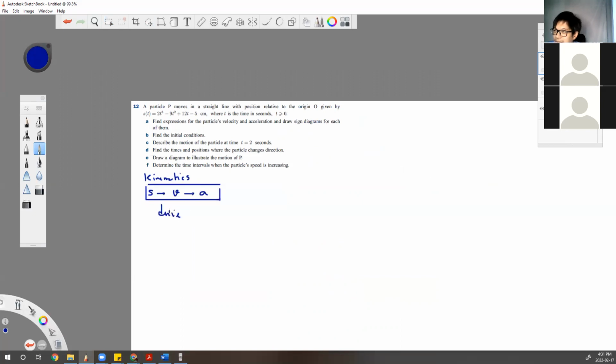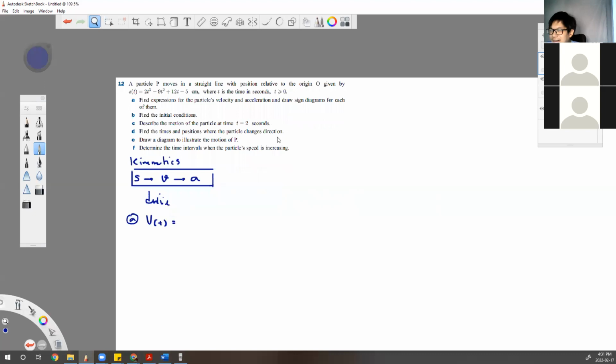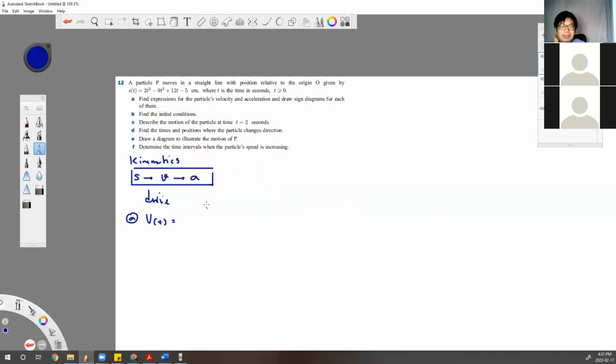Okay. So we have the position. This is the position, this is the speed or velocity, this is the acceleration. Draw the sign diagram for each of them later. So let's do vt. This is the velocity, equals 6t squared, get it? I just do it fast because it's only the power rule. And then minus 18t plus 12, done.